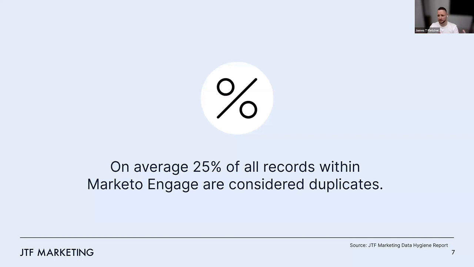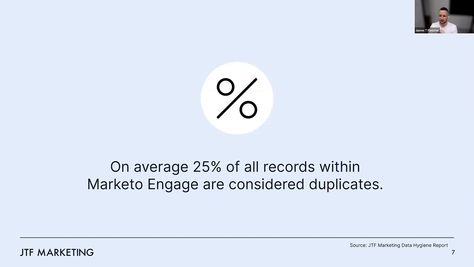I've already pulled this stat before we got to the slide, but 25% of all records within Marketo Engage are considered duplicates. This is from our own research. So we run data hygiene reports across a range of customers who run instance reviews with us, as well as our existing customers where we're working with them on a regular basis to improve their data hygiene.